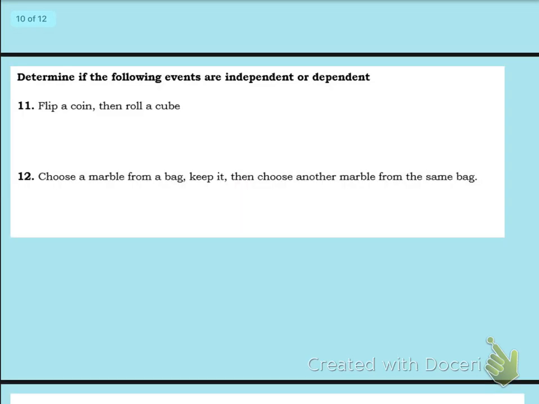Okay, so flipping a coin and then rolling a cube, they will not affect each other, so they are independent of each other. Choosing a marble from our bag, keeping it, and then choosing another marble, that's going to affect the outcome of the next one. So they are dependent on each other.